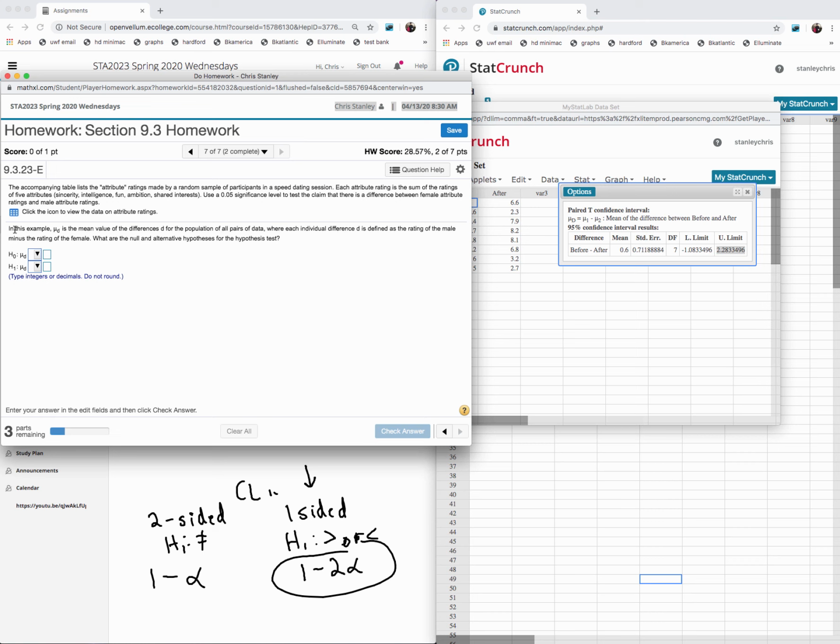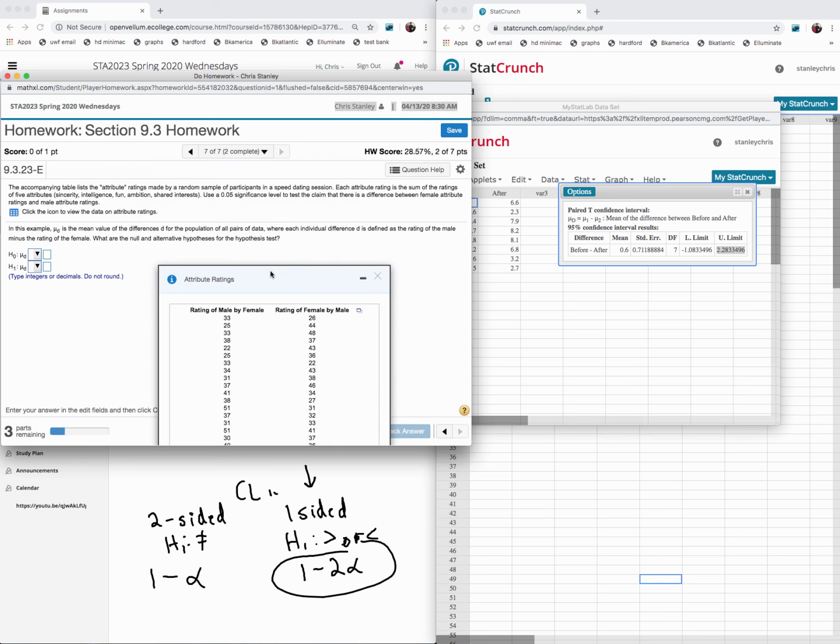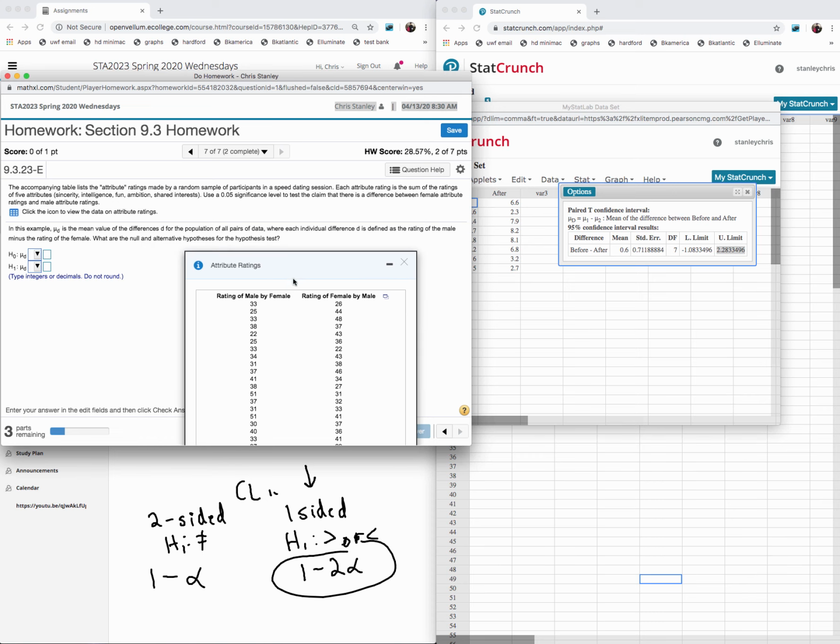Okay, this is something about speed dating, 5 attributes. Let's run through this because I only did another one. This has to do with ratings by males and females. This is how they rated each person. That's why it's a pair, because they rated each other. They're not independent. So this male rated this female 33 and the female rated that male 26.